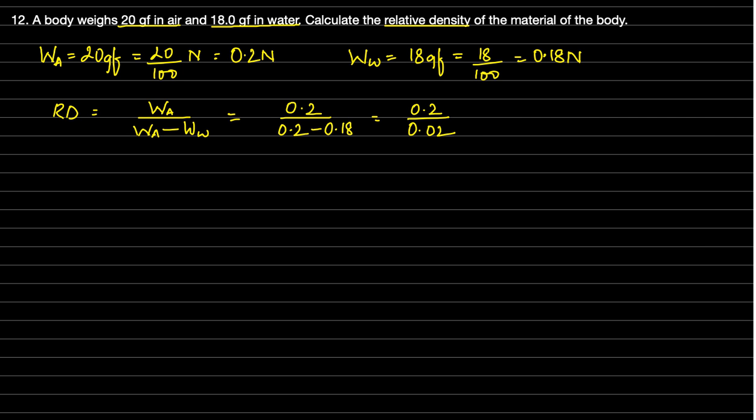We multiply numerator and denominator by 100 to remove the decimal. So we get this as 20 divided by 2, since 0.2 into 100 is 20. So that is equal to 10. Relative density will not have any unit, so we would just leave it as 10.